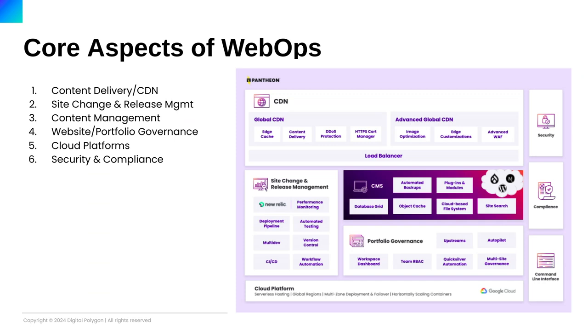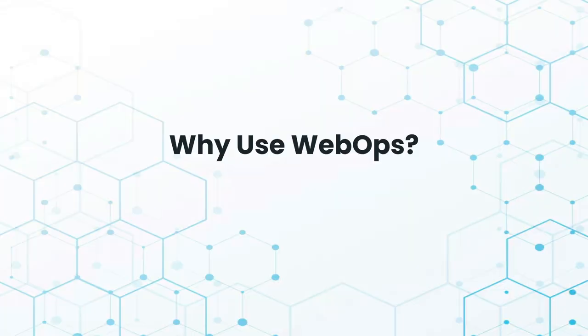Pantheon actually has some really great diagrams, and I incorporated one of them into this presentation. I really enjoyed this one. It lays out the aspects of WebOps in a really nice fundamental way. It focuses on six core areas: CDN, release management, cloud platforms, which are hosting platforms, security and compliance, and governance. We won't talk specifically about every aspect today, as there isn't enough time, but we will be focusing on a few of them in the examples that we'll walk through shortly.